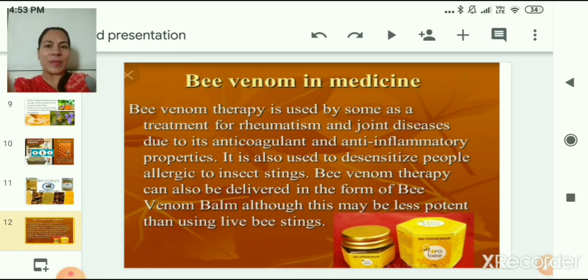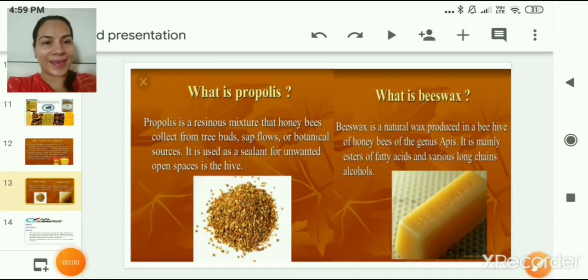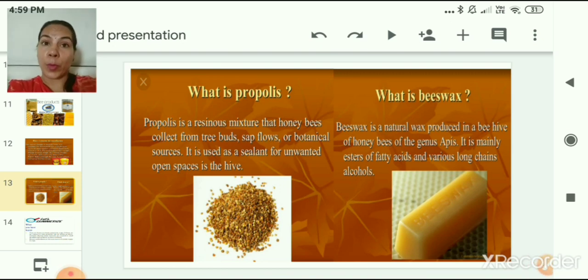Now let us discuss something very interesting, that is bee venom. You all know that when a bee bites you, you get pain. So what is it inside that bee which gets transferred into your body and gives pain? That is bee venom. And bee venom is used in medicine. Bee venom therapy is used by some as a treatment for rheumatism and joint diseases due to its anticoagulant and anti-inflammatory properties. There are certain other important products of bees, that is bee propolis and beeswax.